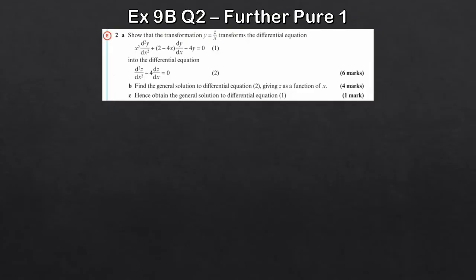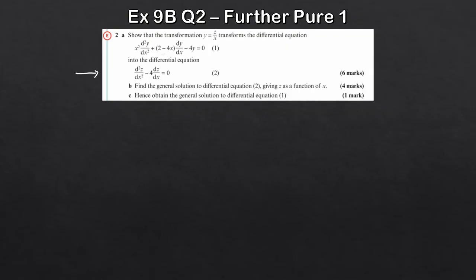So, part A, we've just got to show that this transformation of y equals z over x transforms the differential equation 1 into the differential equation 2 that's marked on the question. For this one, I'm going to have to work out the first derivative of z with respect to x, and then work out the second derivative, because that's what we require for equation 2. We can also use the first and second derivative of z with respect to x to give us our derivatives for y with respect to x for equation 1 here.